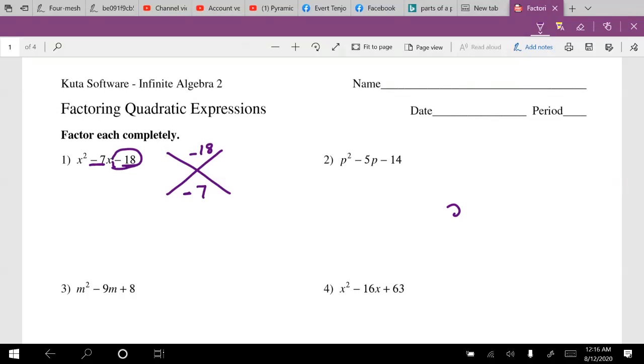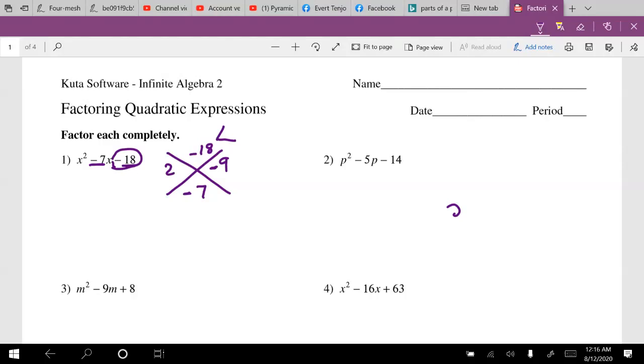So we're trying to find two factors of 18 that if we multiply, we're going to get negative 18, and if we add, we're going to get negative 7. So let's try. Let's see, factors of 18. Let's try 2 and 9. If we're trying to get 18, 2 times 9 will be 18, right? So let's try to put a negative sign here.